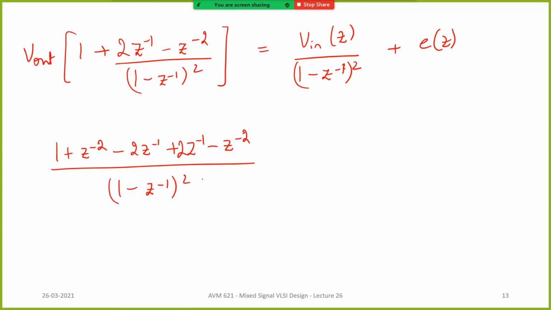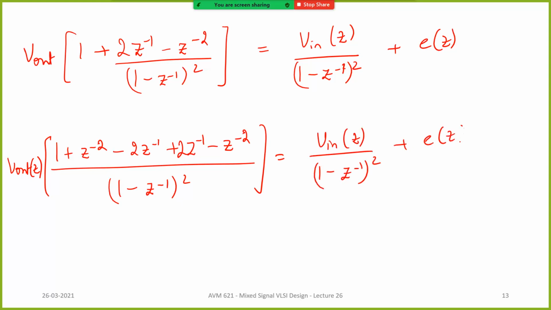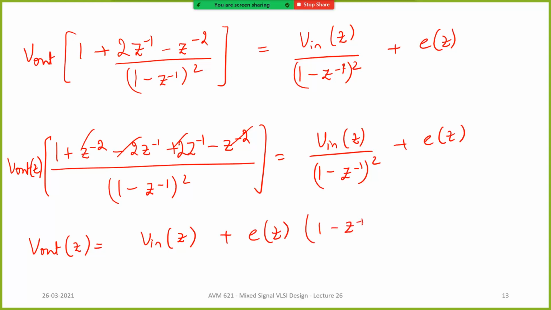This is V out of Z into this whole thing equal to V in of Z divided by 1 minus Z inverse the whole square, plus E of Z. So basically this will get cancelled out. So you will end up with what? V out of Z is equal to V in of Z, because these two terms will cancel out, plus E of Z into 1 minus Z inverse the whole power 2. Correct?